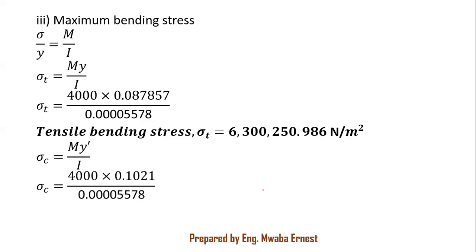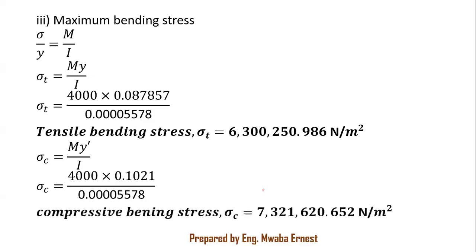You use the other value of the centroid, where we measured it from the top coming to the centroid, which is the one that gave us 1021. So 4,000 times 1021 over 0.00005578. So with this, you get our stress, the compressive stress of 731,620.652. So this is how they stand out.